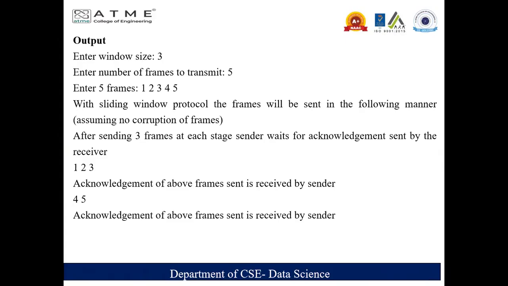So based on how many frames there are, the window will slide to the next frames after the acknowledgement of the first set of frames is sent and received. This is how the sliding window protocol works at the data link layer, where the data is represented in the form of frames, and the window acts as a buffer to store the number of frames that are to be transmitted.